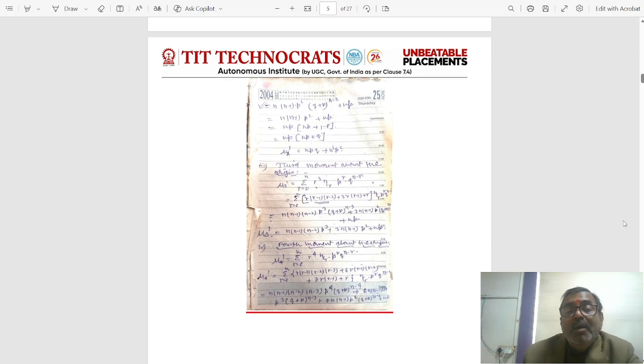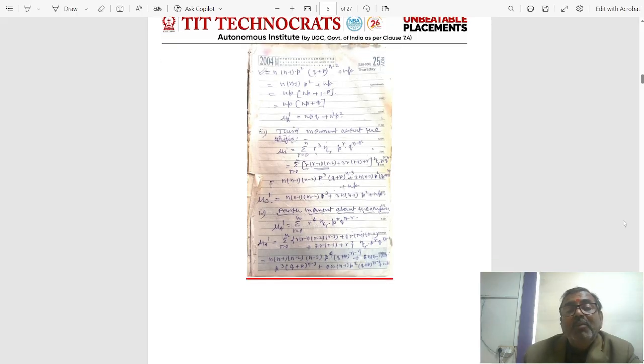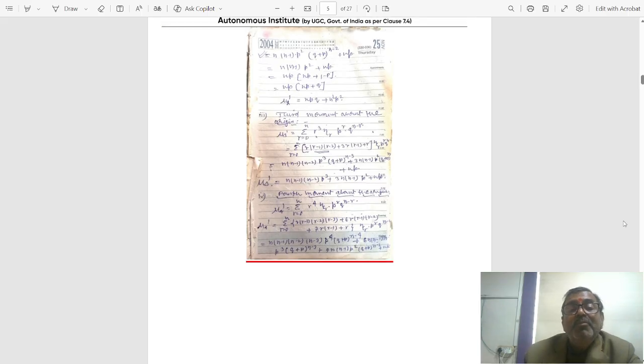Similarly, here we again find the third moment about the origin, mu 3 dash equal to summation r equal to 0 to n of r to the power 3 nCr p to the power r and q to the power n minus r. Applying the above similar conditions, here we prove that the third moment about the origin mu 3 dash equal to n minus 1, n minus 2 p cube plus 3 n minus 1 p square plus np.